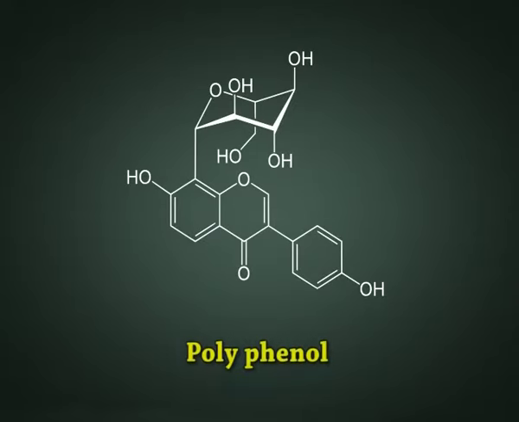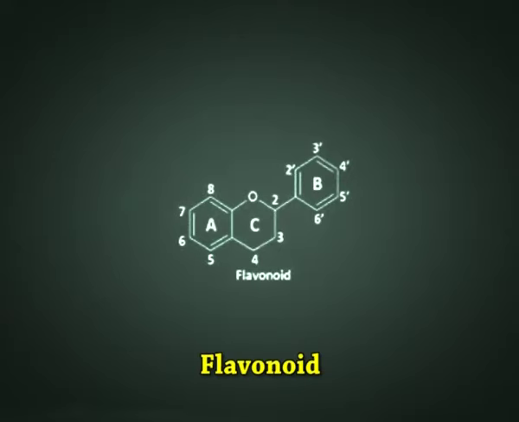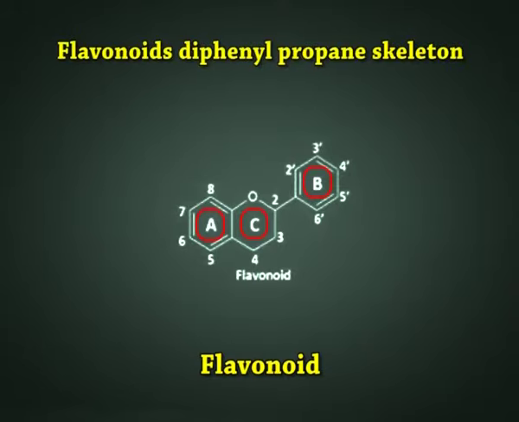They belong to the polyphenol group and are present in free as well as glycosidic form, generally as O-glycosides or C-glycosides. Flavonoid consists of aromatic ring A, which is condensed to the heterocyclic ring C and is attached to a second aromatic ring B, as you can see on the screen. The structure is known as the flavonoid diphenyl propane skeleton.